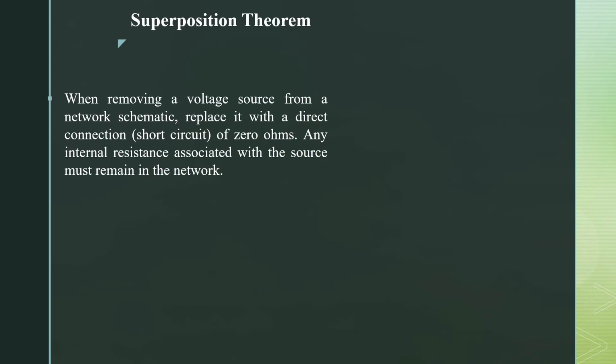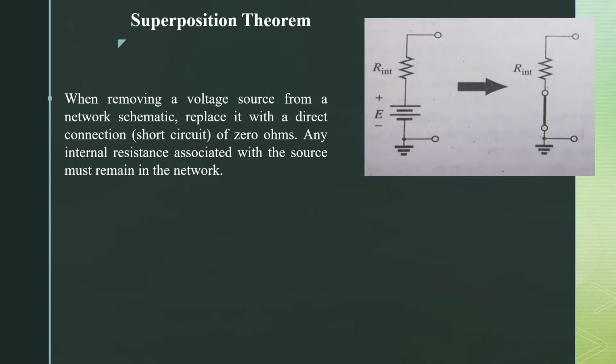When removing a voltage source from a network schematic, replace it with a direct connection, or a short circuit of 0 ohms. Any internal resistance associated with the source must remain in the network. From the figure, you will see that if we are going to remove this voltage source, we have to replace it with a short circuit, but the internal resistance of that source remains in its position.